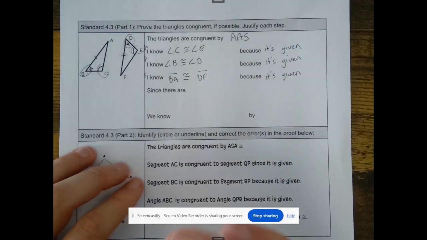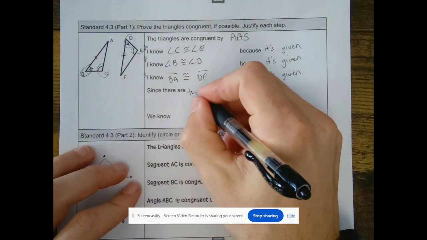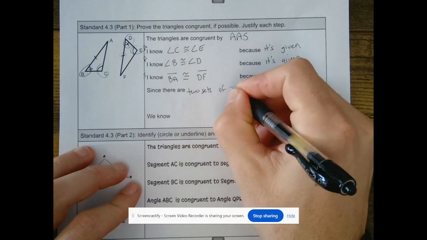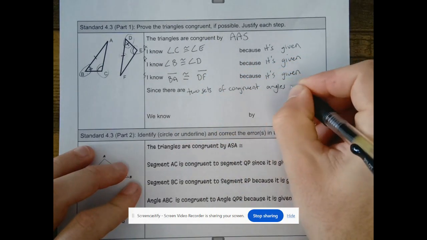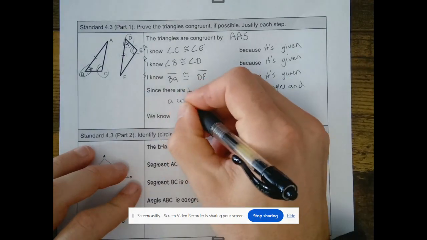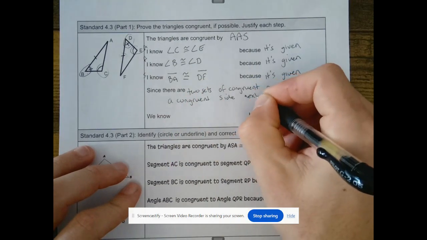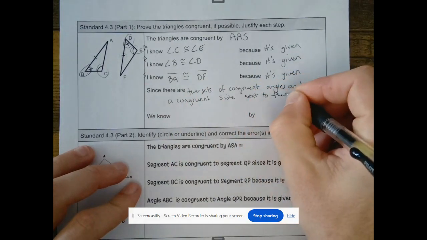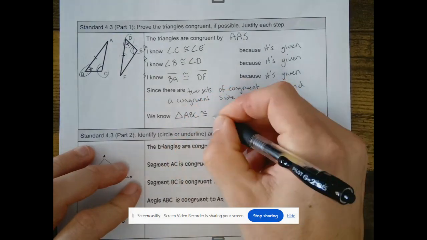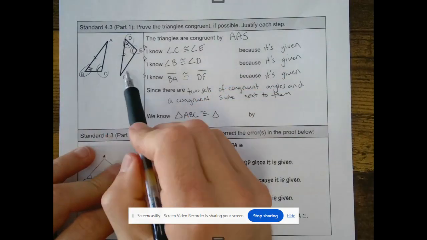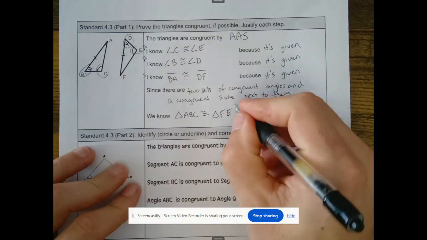Now let's summarize our evidence and take it to the conclusion. Since we have two sets of congruent angles and a congruent side next to them, not between, that's why it's AAS, we know triangle ABC is congruent to triangle. What matches up with A? A matches up with F, B matches up with E, and angle C matches up.